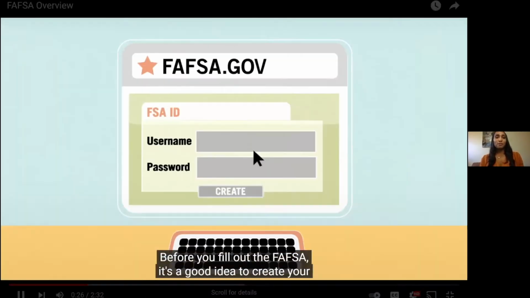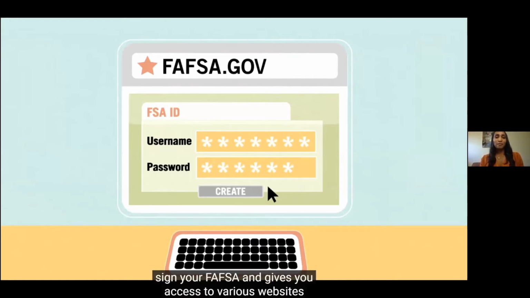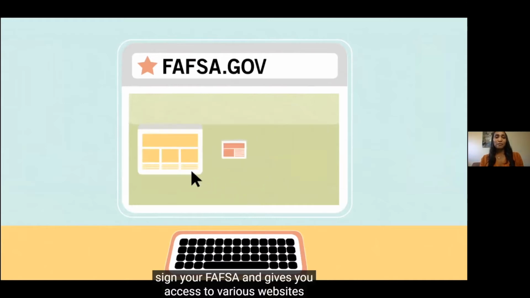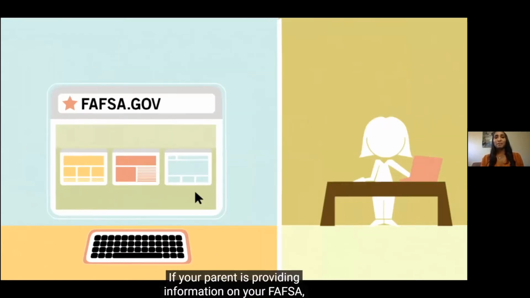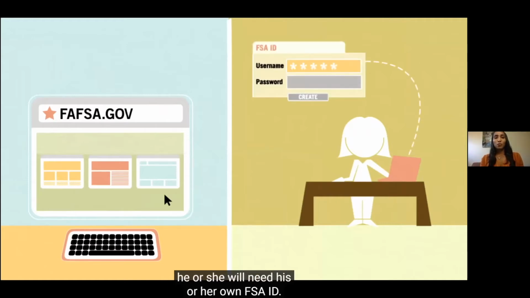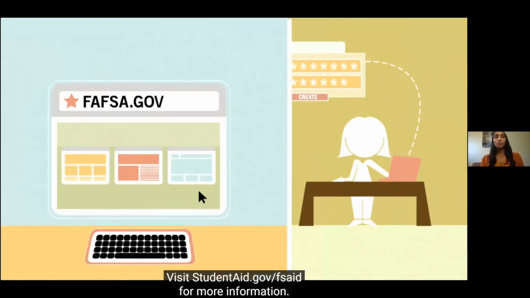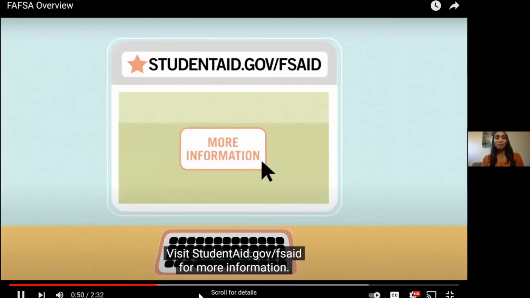Before you fill out the FAFSA, it's a good idea to create your FSA ID, a username and password that lets you electronically sign your FAFSA and gives you access to various websites related to federal student aid. And here's an important tip. If your parent is providing information on your FAFSA, he or she will need his or her own FSA ID. Visit studentaid.gov/FSAID for more information.